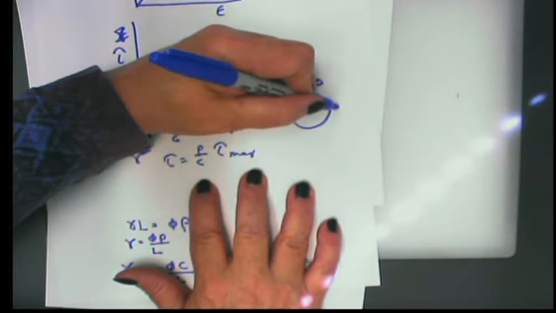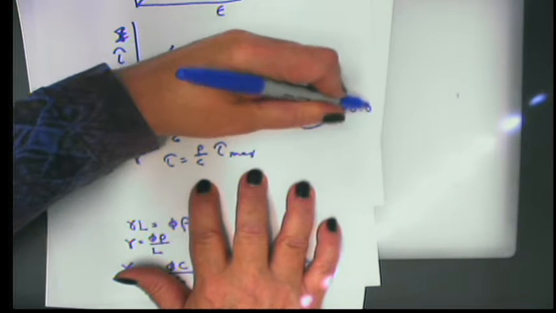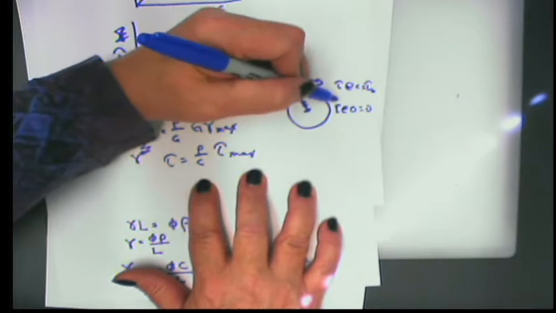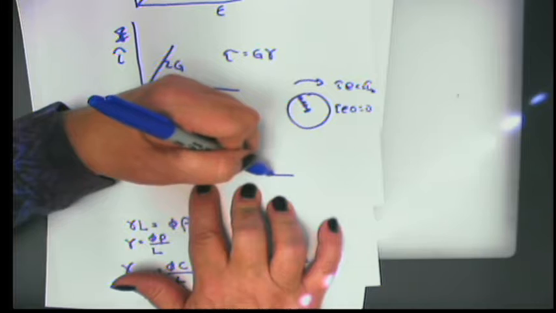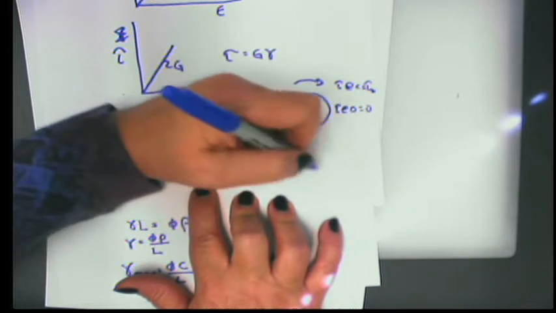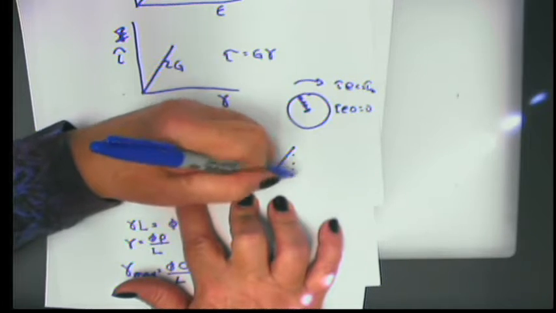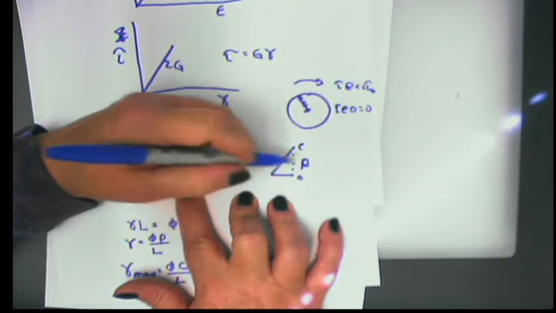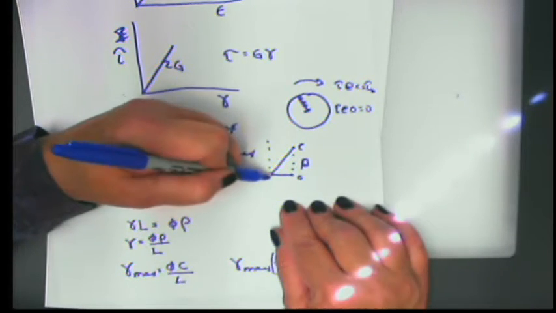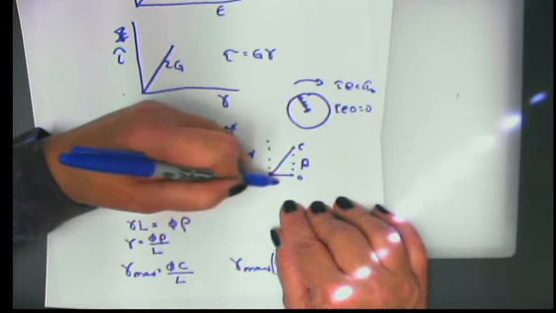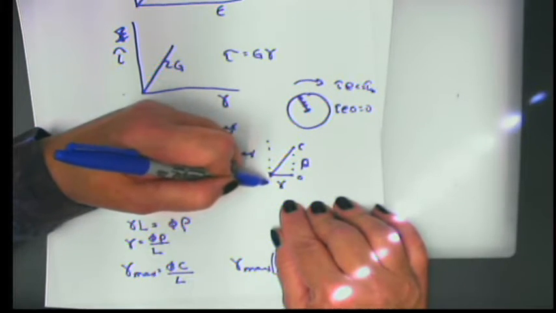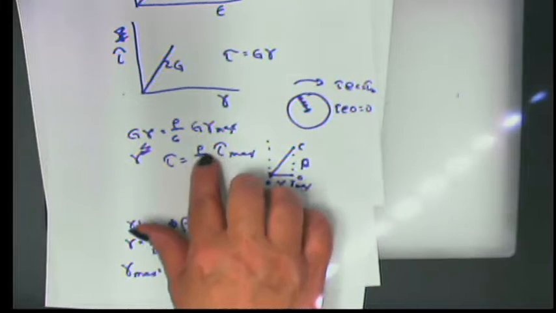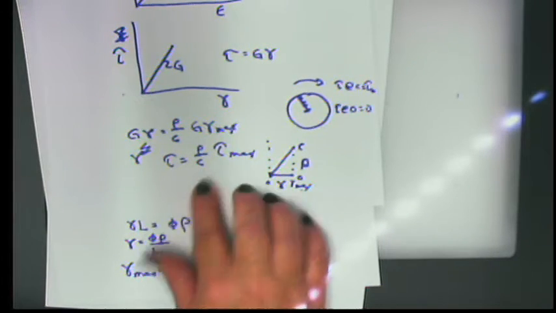So tau at 0 equals 0, tau at C equals tau max, and in between, if we use this as being C, this is 0 to C, and this is rho. This is my gamma axis. Gamma is 0 here, and it goes to gamma max. And that relationship is linear, a linear function of how far you are out along that radius.